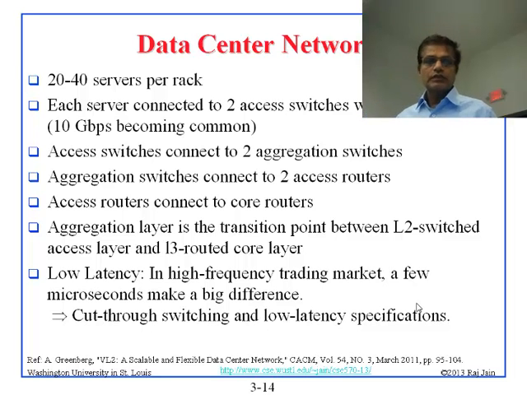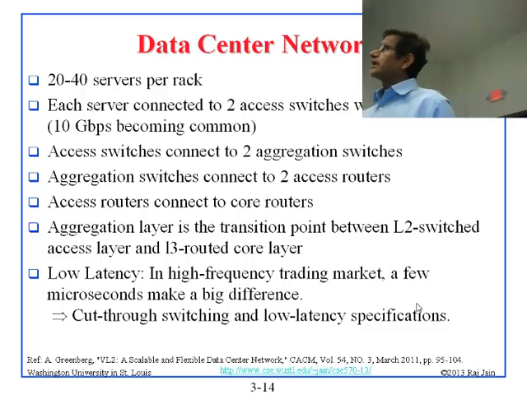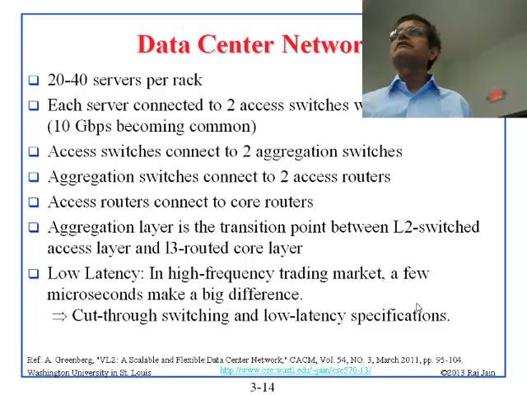So each server has 2 access switches. Right now, 1 gigabit is common, but 10 gigabit is coming in. If you buy a new thing, you buy 10 gigabit. If it is the old thing, 1 gigabit. For example, at your home, my home, in every lab, 1 gigabit is common today. You don't buy anything less than 1 gigabit, right? But if you're a company, then you spend on 10 gigabit.